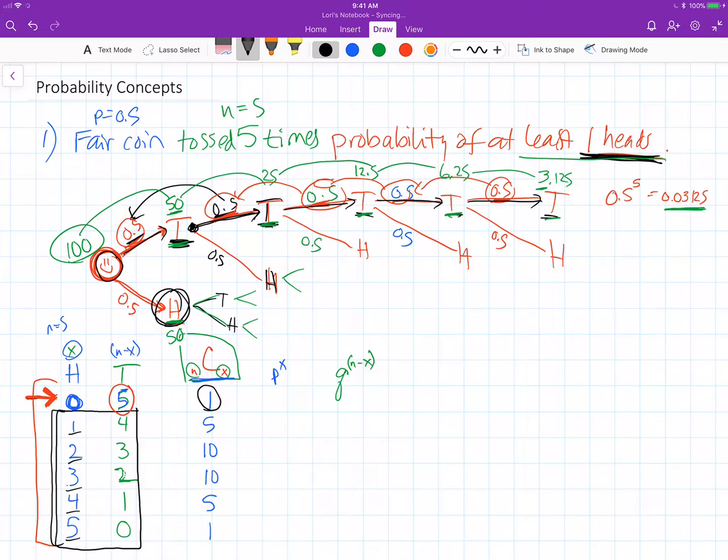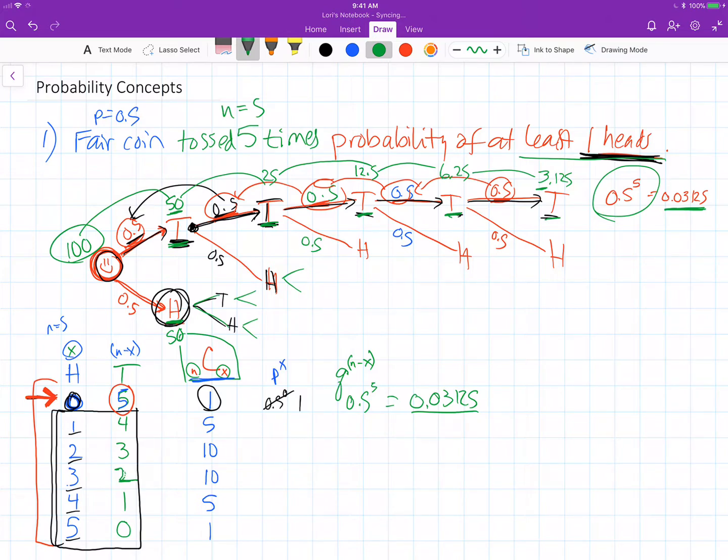This would be 0.5 taken to the, and here's our number, taken to the 0. Anything to the 0 is equal to 1. And so this reduces to 1. And here's the other probability, 0.5, or q, taken to the n minus x, which is equal to 5, so 0.5 to the 5th, and that's exactly what we got here. And so that is equal to 0.03125.